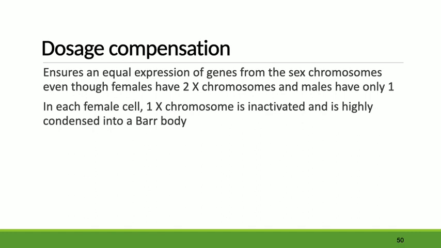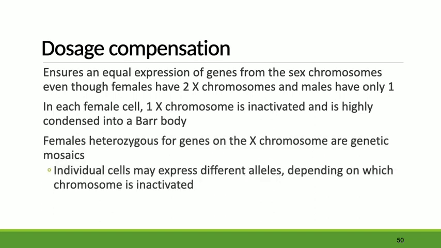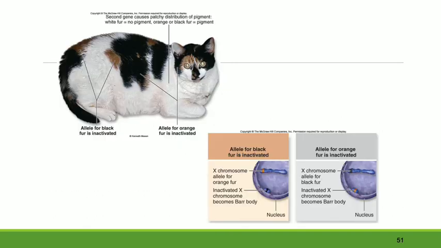The deactivated X chromosome is called a Barr body, B-A-R-R, after the scientist who described them first. And therefore, females are genetic mosaics. They are patchy for information expressed on both of the X chromosomes. And this can be demonstrated by a calico cat.